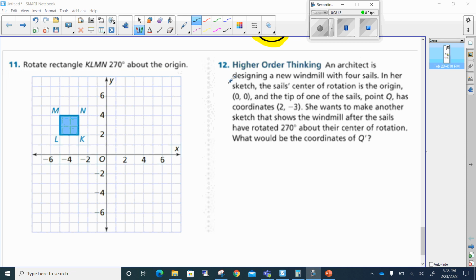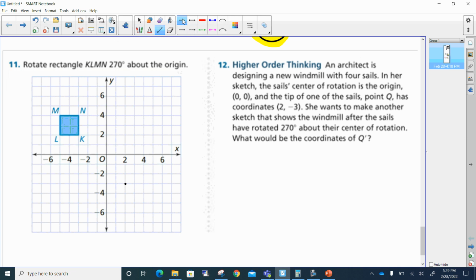I'm going to use this over here as a little sketch. Remember, they're saying that Q, the pre-image, is going to be at (2, -3). So 2 would be here and -3 would be here. If this was a windmill, and I'm not sure how she's making her flaps, it doesn't say if the windmills are squares or triangles. I'm just going to put a triangle here because it doesn't matter. We're only looking for Q. Let's just say this is the windmill, and this point here is Q, the pre-image. We're looking for Q prime.